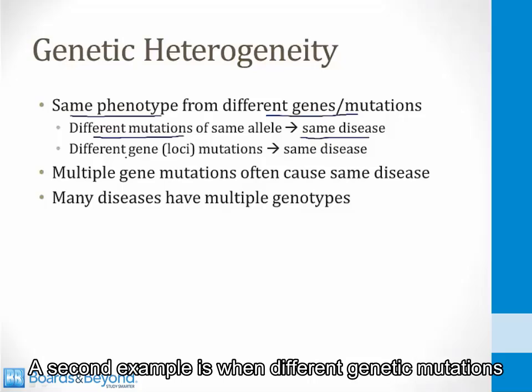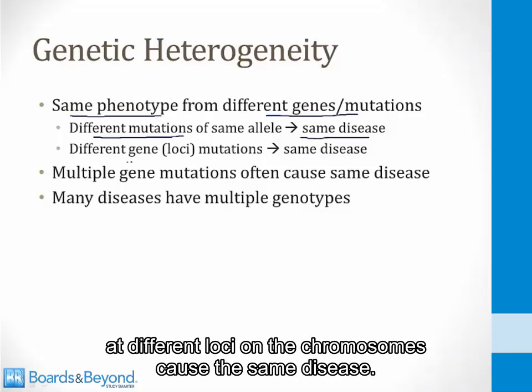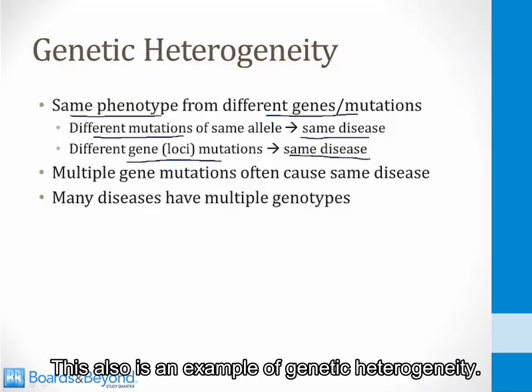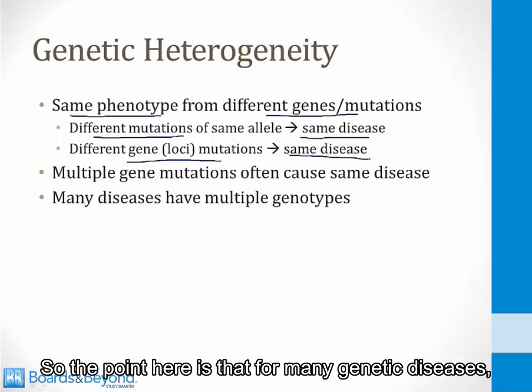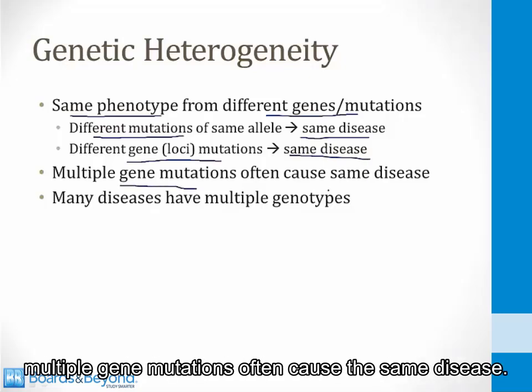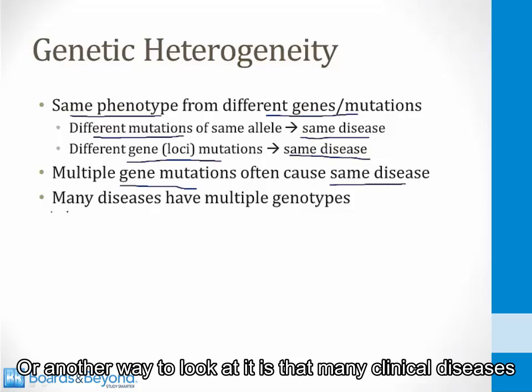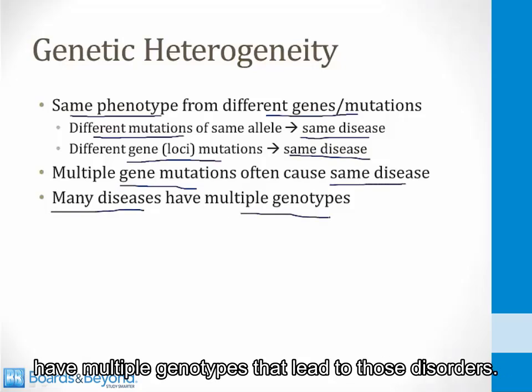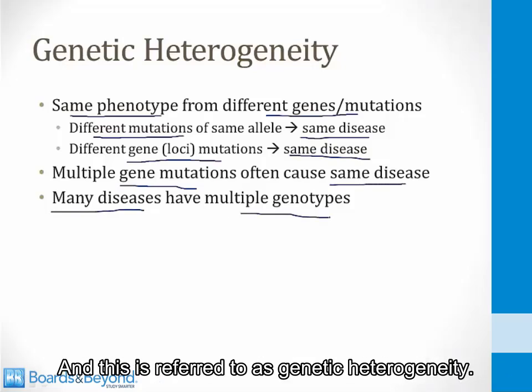A second example is when different genetic mutations at different loci on the chromosomes cause the same disease. This also is an example of genetic heterogeneity. So the point here is that for many genetic diseases, multiple gene mutations often cause the same disease. Or another way to look at it is that many clinical diseases have multiple genotypes that lead to those disorders, and this is referred to as genetic heterogeneity.